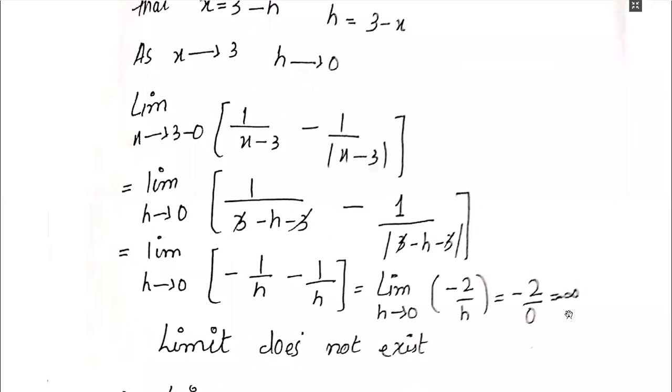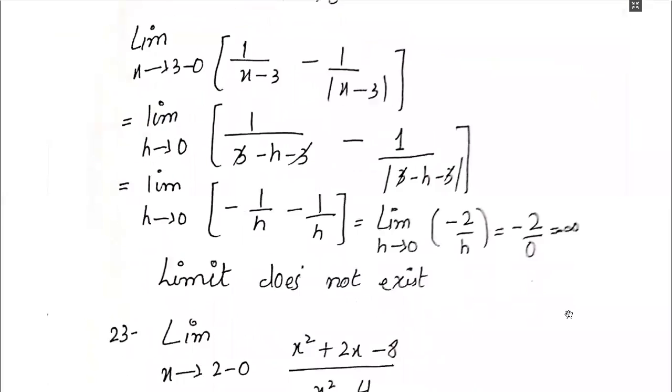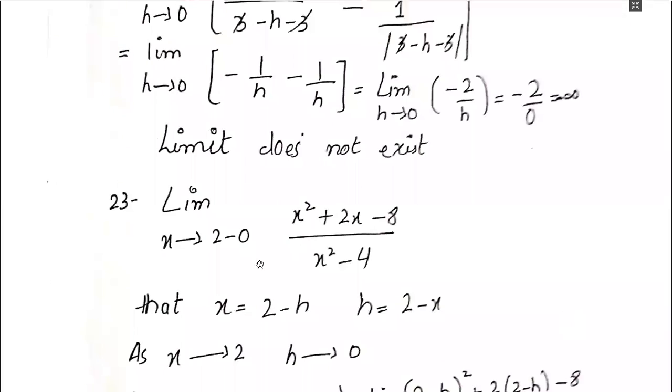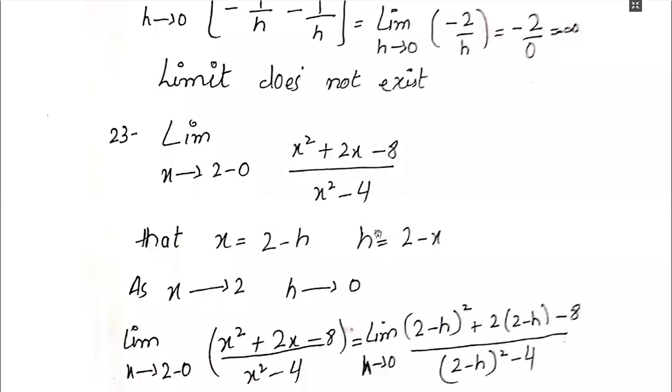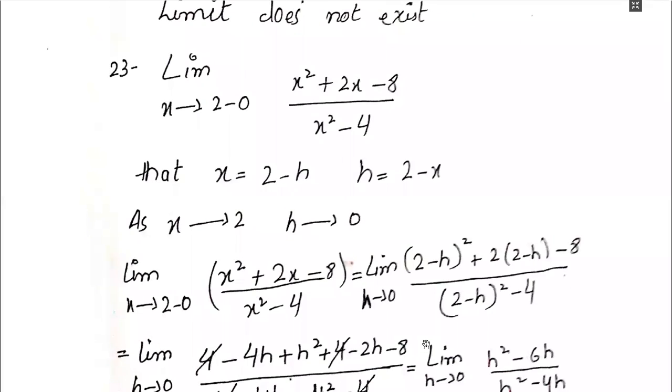Minus infinity, it means the limit does not exist. Okay, again this is a left hand limit. Put x equal to 2 minus h, then h equal to 2 minus x. For the original limit x tends to 2, here put 2, h tends to 0. Now substitute here in place of x, 2 minus h, and solve this.